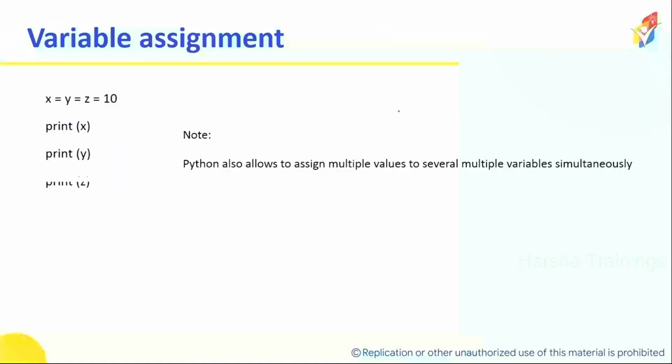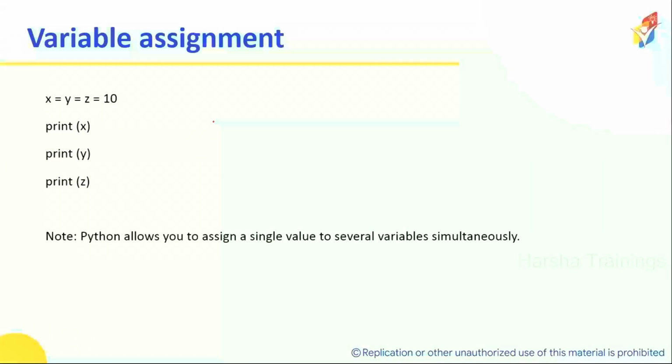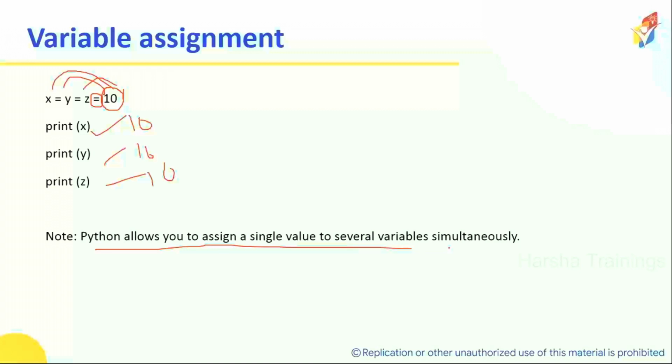Now let me discuss. I can also do like this. I can assign a single value to multiple variables. 10 I am assigning to x, to y, and to z. It is done with the equal to operator. That means print of x means 10, print of y means 10, print of z means 10. That means Python allows us to assign a single value to several variables simultaneously. Clear?